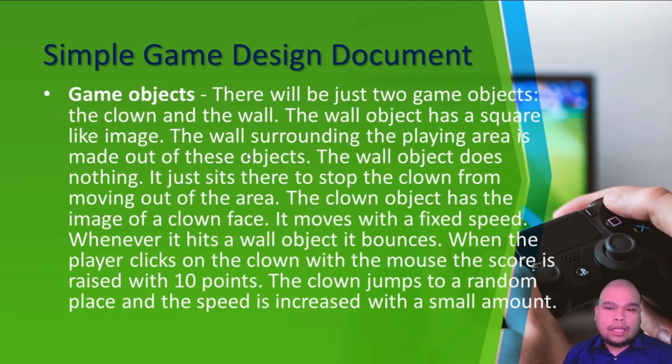The wall object has a square-like image. The wall surrounding the player area is made out of these objects. The wall object does nothing. It just sits there to stop the clown from moving out of the area.